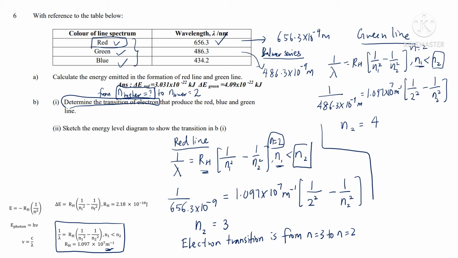Therefore, to produce the green line, the electron transition is from n equals to 4 to n equals to 2.